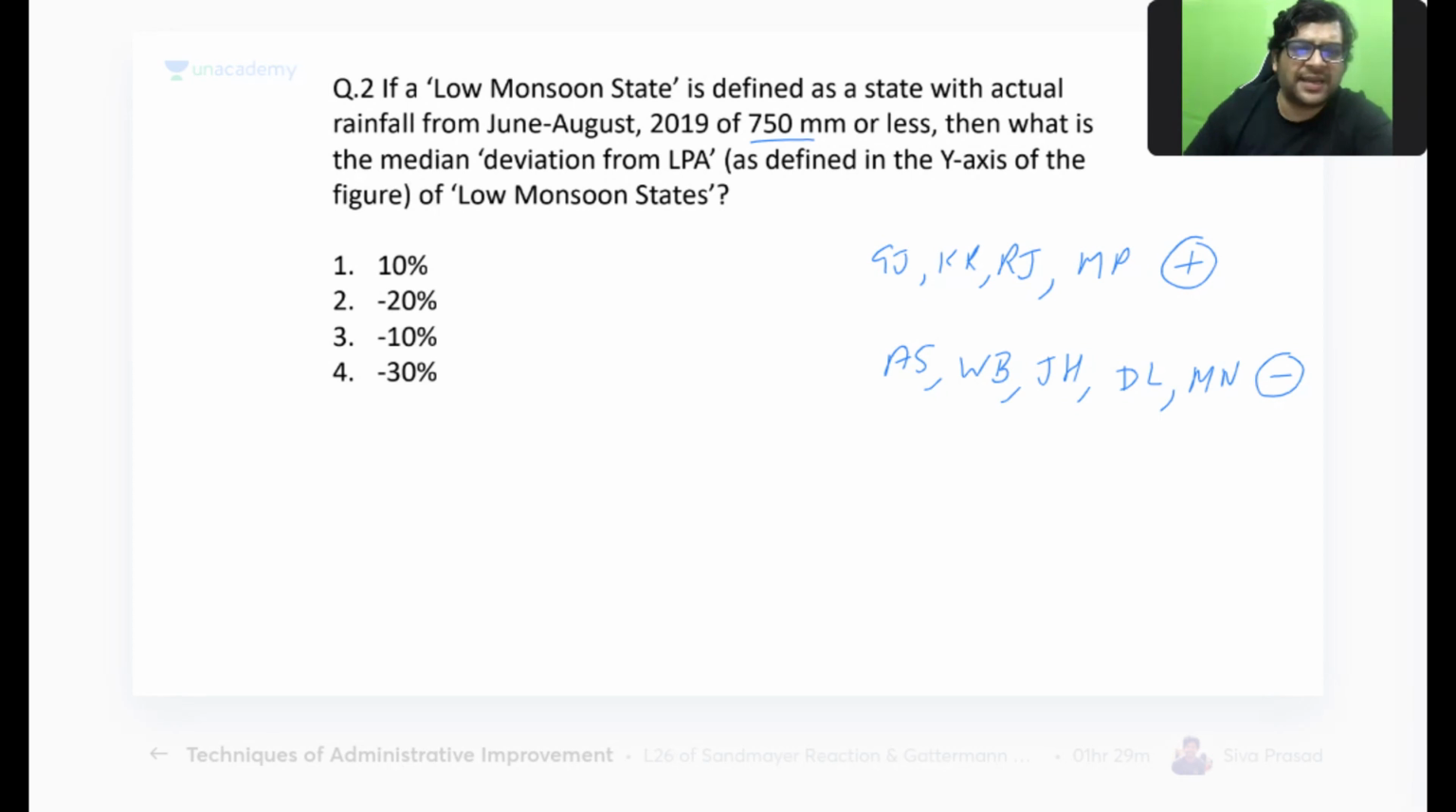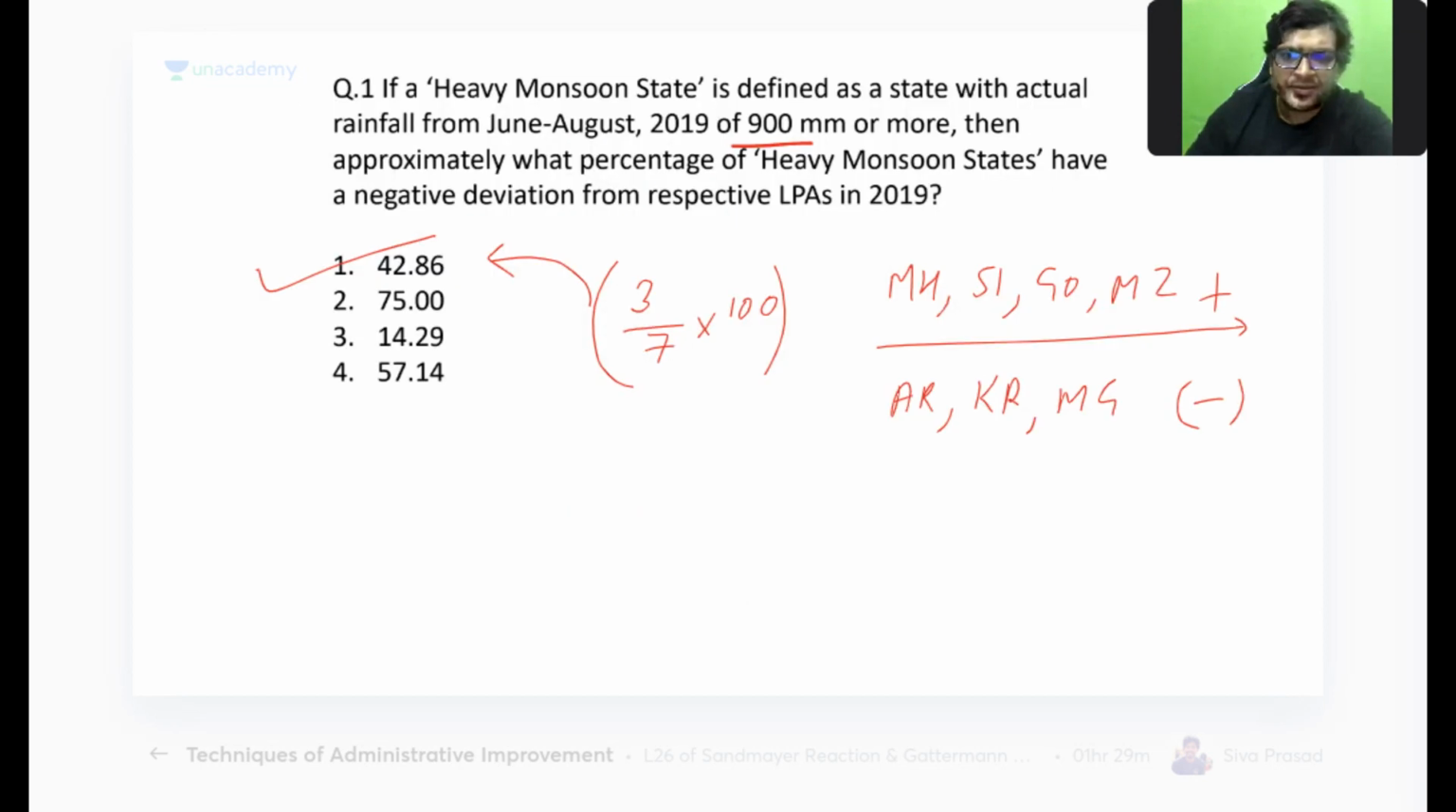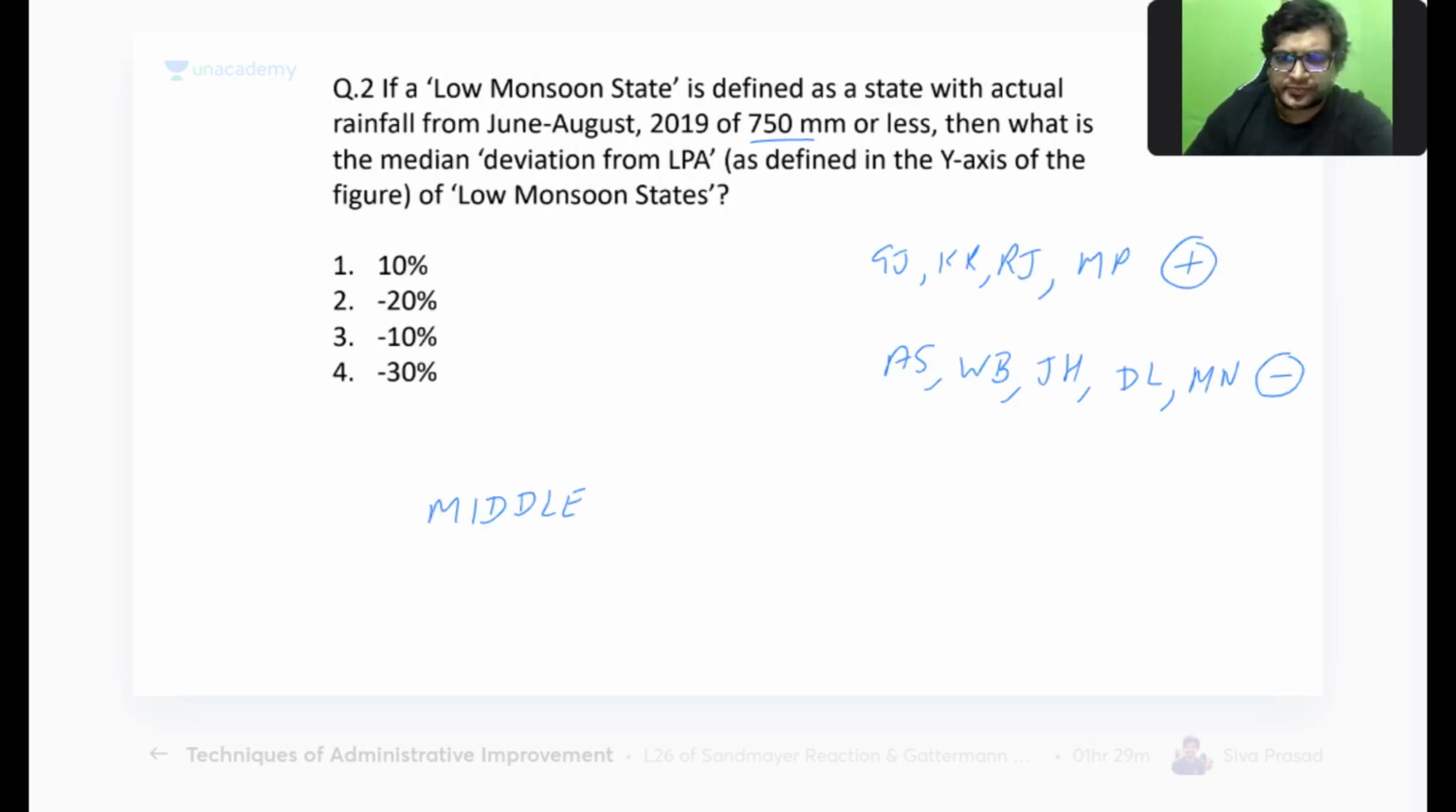Okay, so what I need is, if I arrange these values in an increasing or a decreasing order, which one will be the middle value? So there are 4 positive and 5 negatives. That means the middle value will be the first negative value, which is Assam. So there are 4 above Assam. Which ones? Gujarat, Karnataka, Rajasthan, MP. Then Assam is coming out as the middle value, which is a deviation of minus 10%.